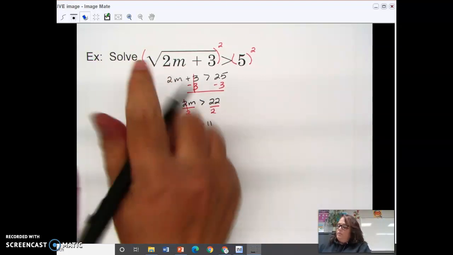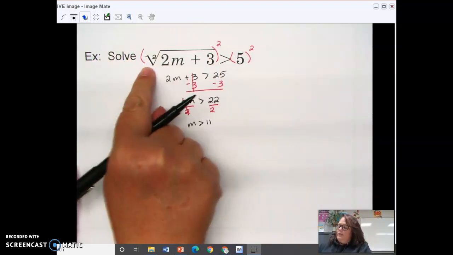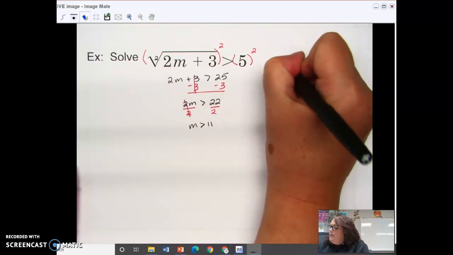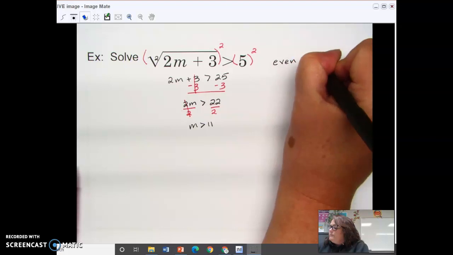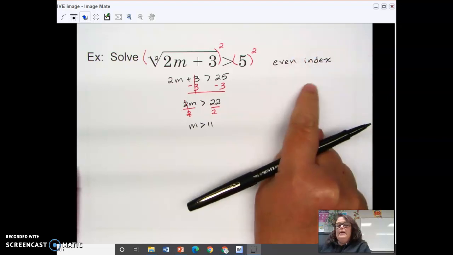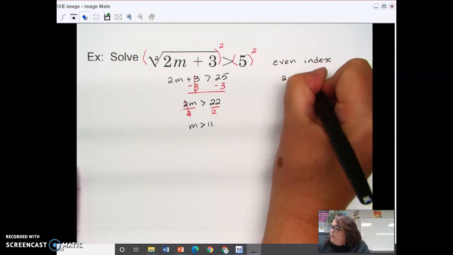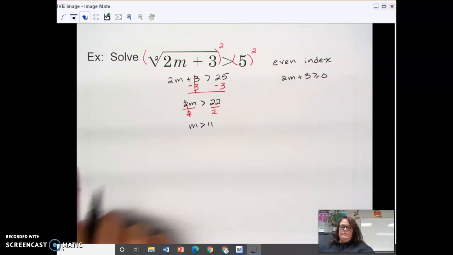And then I've got to double check. So I have this invisible 2 here. That's why the square cancels it out. So that means that I have an even index. And I have to do that second part of the work, which is making sure that what's inside the radical is greater than or equal to 0.